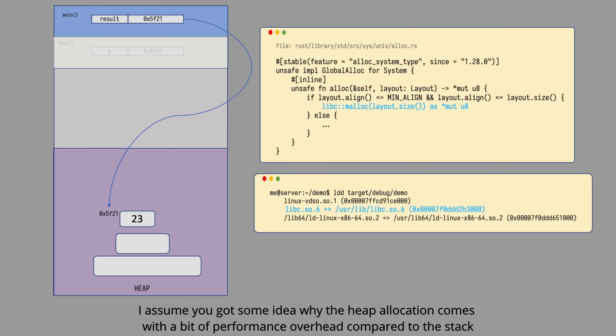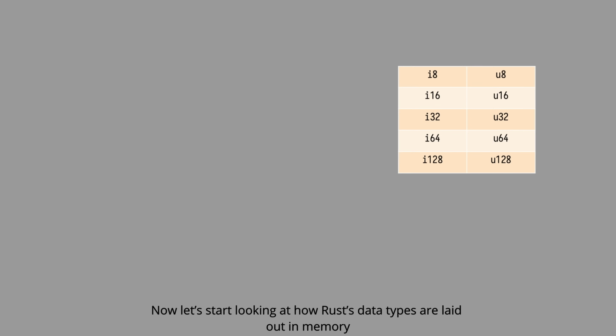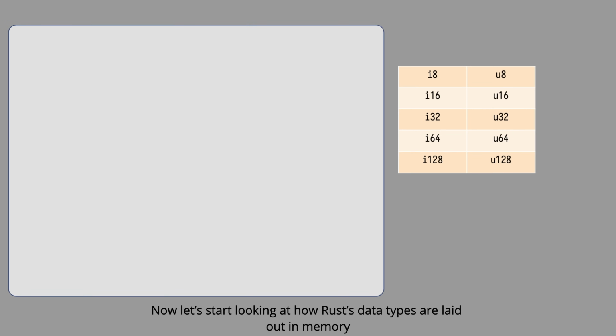I assume you've got some idea why the heap allocation comes with a bit of performance overhead compared to the stack. It may involve system calls and the memory allocator will have to find a free slot on the heap for every allocation. Now let's start looking at how Rust's data types are laid out in memory.